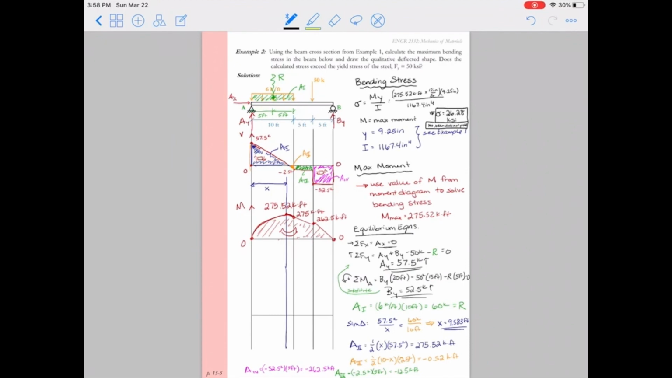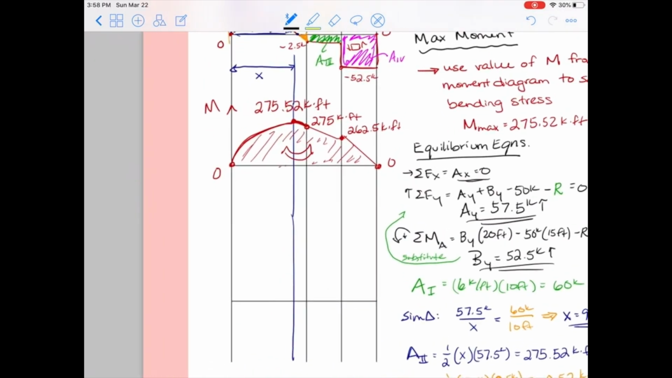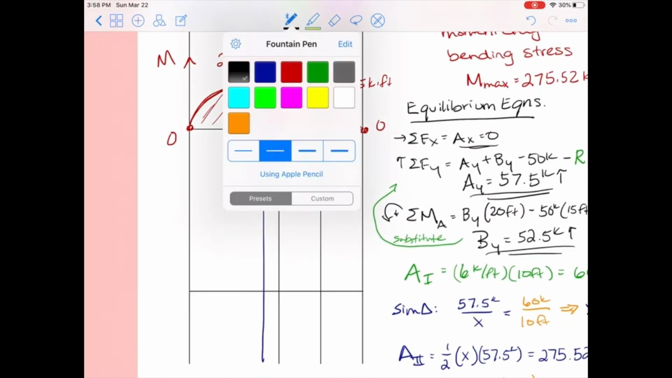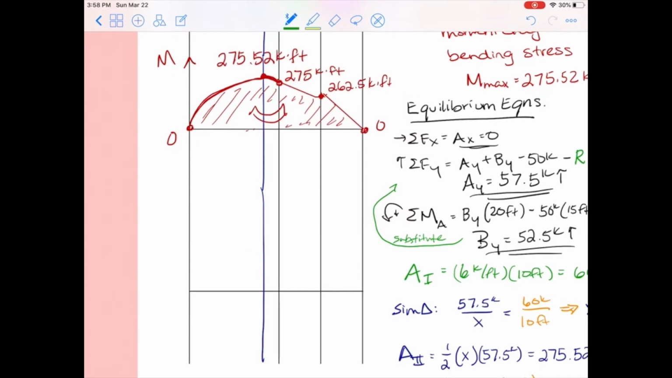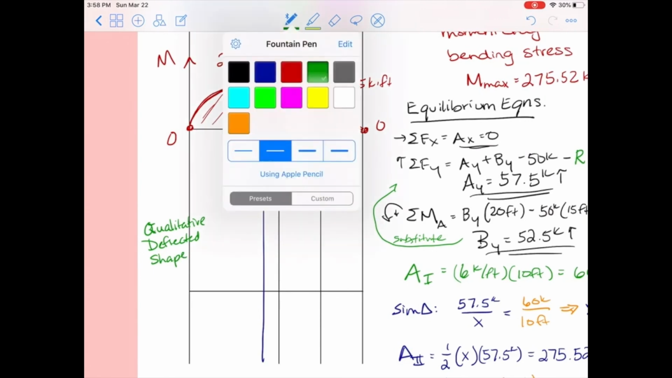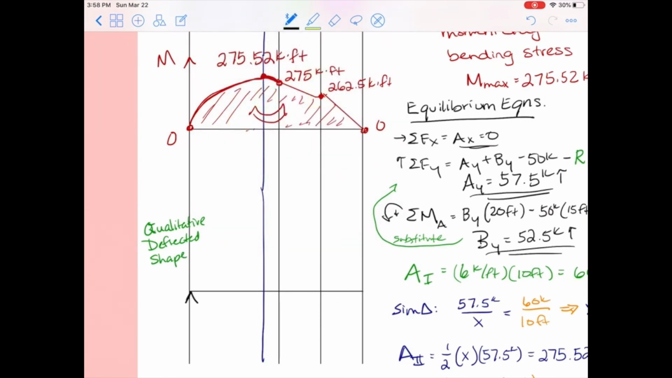All right, the very last part, looking back through the equation, says to draw the qualitative deflected shape. I really like the little shape of the moment diagram. You can easily see from that moment diagram that the top is in compression and the bottom is in tension. So that's easy to figure out in terms of our bending stress. We know at the top of the cross section we have compression, bottom is in tension. It also tells us about the deflected shape.